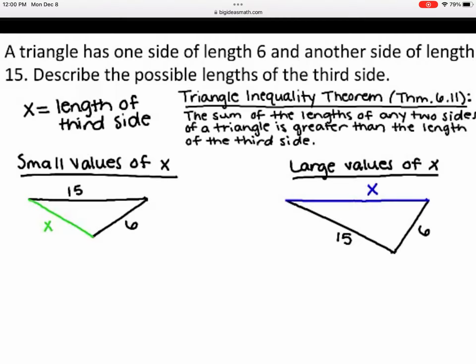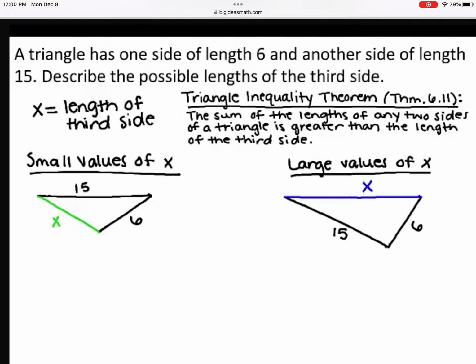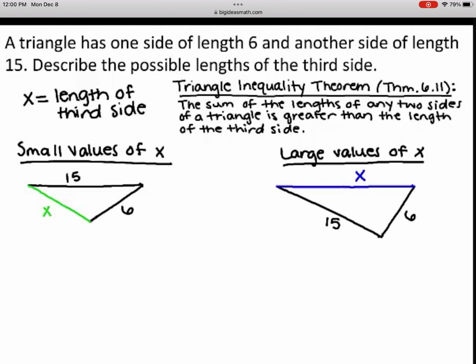Now, by the triangle inequality theorem, the sum of the lengths of any two sides of a triangle is greater than the length of the third side. So, in the triangle on the left, for small values of x, x plus 6 must be greater than 15. To solve this inequality, you can subtract 6 from both sides of the inequality. This gives you x is greater than 9. So, x must be greater than 9.